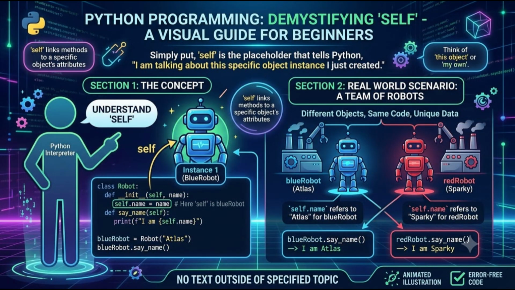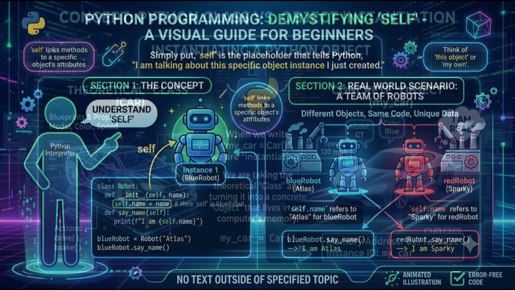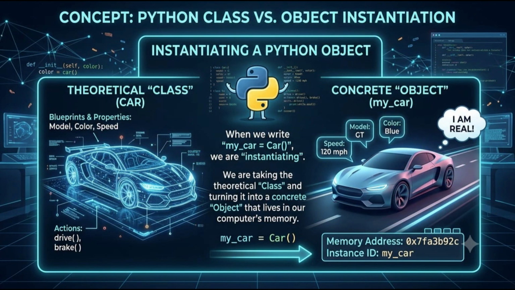The term self confuses many beginners. Simply put, self is the placeholder that tells Python, I am talking about this specific instance I just created. When we write my_car = Car, we are instantiating. We are taking the theoretical class and turning it into a concrete object that lives in our computer's memory.